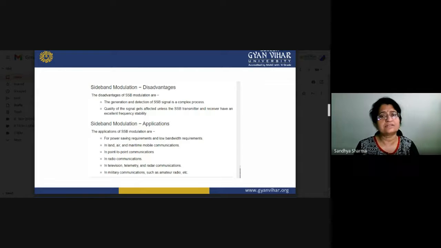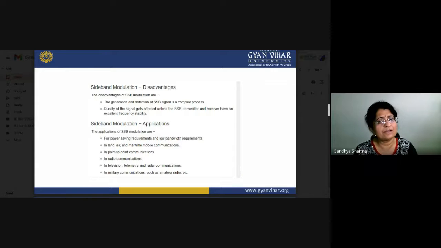The transmitter and receiver part is more complex, more complicated, and costly, and the other part is that there is a loss of information. We have to adjust with the quality of your signals, because if we are transmitting our signals with double sideband suppressed carrier or double sideband transmission system, quality of signals will be much better than the SSB signals. Now we focus on what the applications of our SSB signal are.